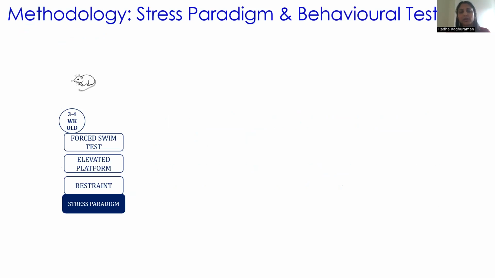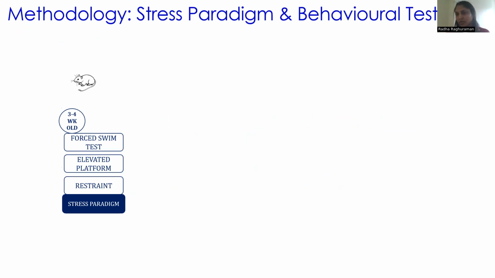For the behavior methodology, the first step is the stress paradigm, where the animals go through a 3-day consecutive stress paradigm. It's a well-established stress paradigm by Tsuri Levin at the Weizmann Institute and Professor Galrich Levin at the University of Haifa in Israel. This model has been well-established since 2006, about 2007.